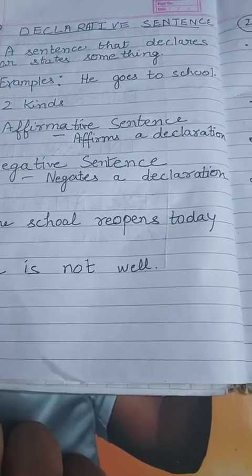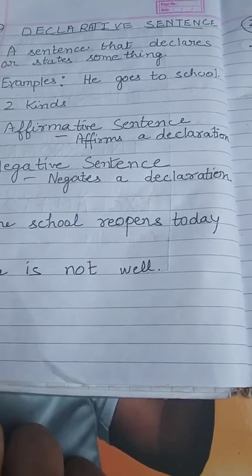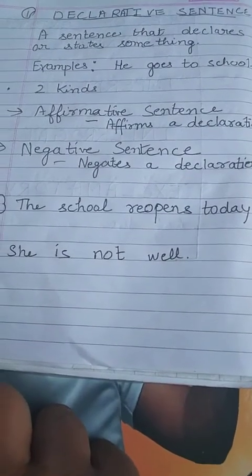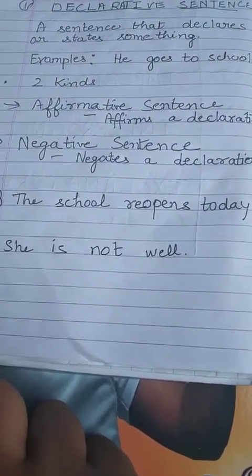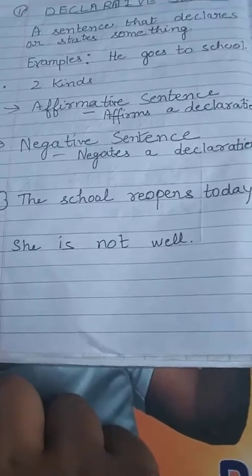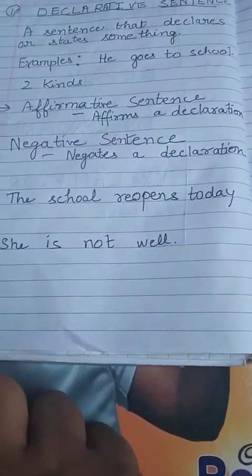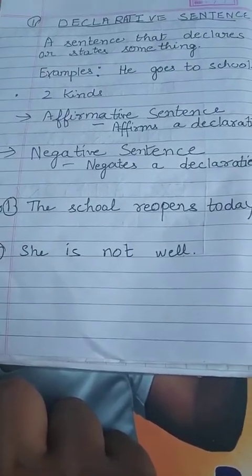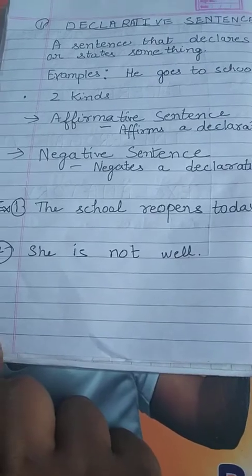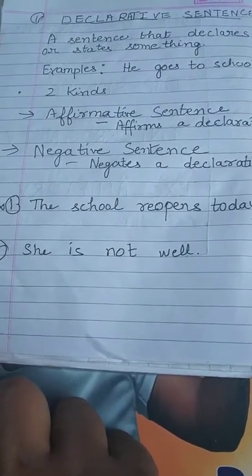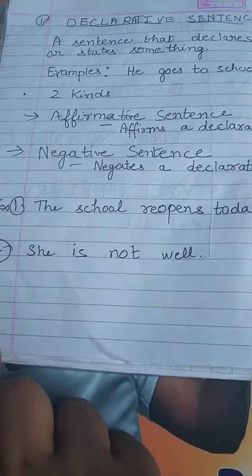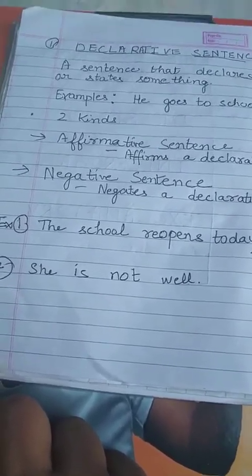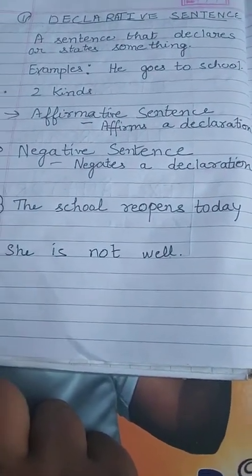मतलब अफर्मेटिव सेंटेंस वो होते हैं जो किसी कथन का सत्यापन करते हैं, और नेगेटिव सेंटेंस वो होते हैं जो किसी कथन को गलत बताते हैं, झूठ बताते हैं. जैसे फर्स्ट सेंटेंस, द स्कूल रीओपन्स टुडे, इज अ अफर्मेटिव सेंटेंस, एंड द सेकेंड सेंटेंस, शी इज नॉट वेल, इज a negative sentence. Negative sentences contain words like not, never, etc. A declarative sentence ends with a full stop.